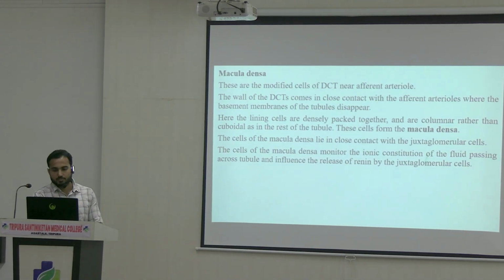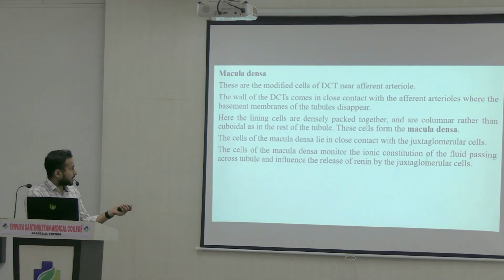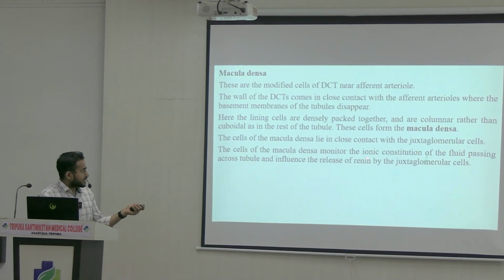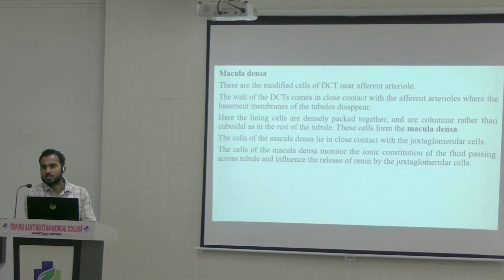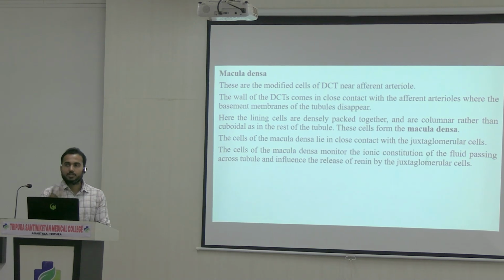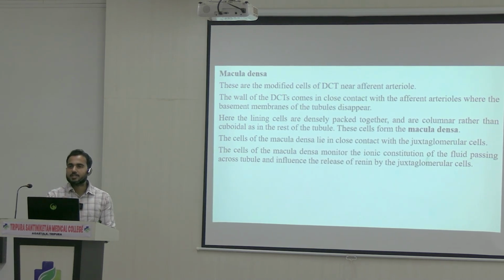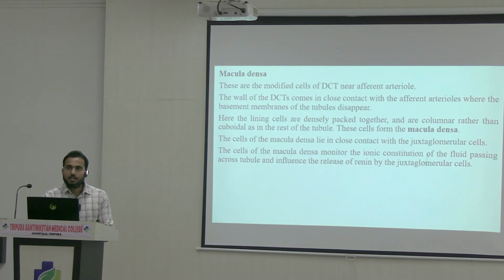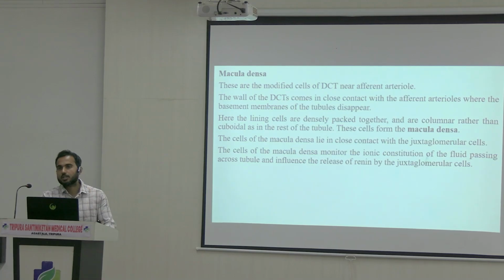Now what are the functions of this macula densa cell? They lie very close to the juxtaglomerular cells. They will monitor the ionic concentration of the fluid passing across the tubule. So after filtration, the ionic concentration present in the tubule is monitored by this macula densa, and if required, they will make the juxtaglomerular cell secrete renin. That is the main function of the macula densa cells.